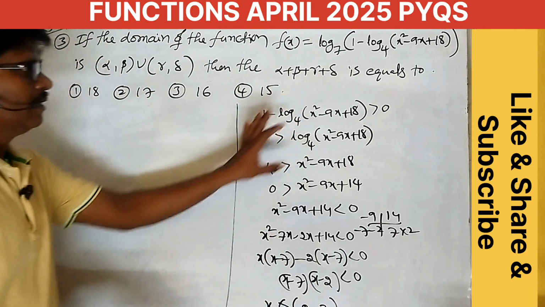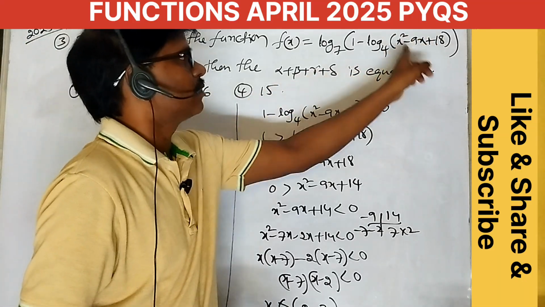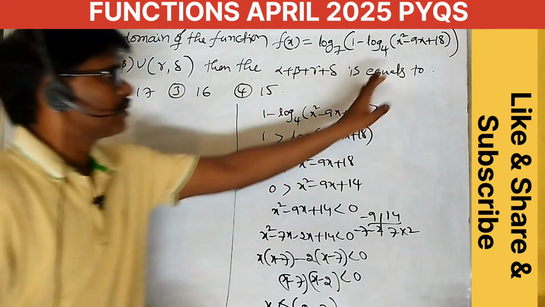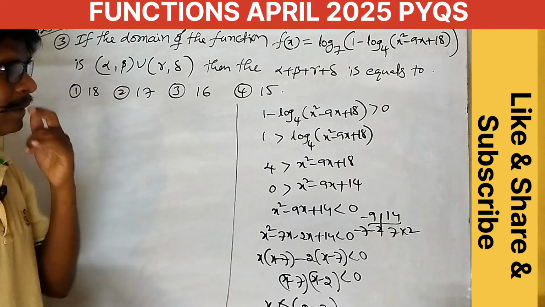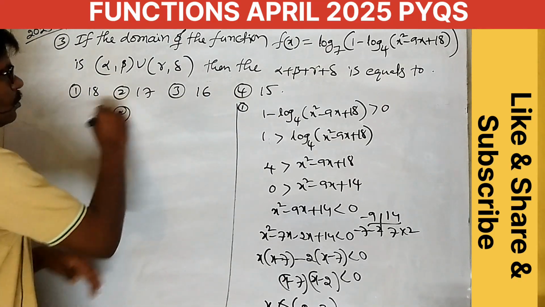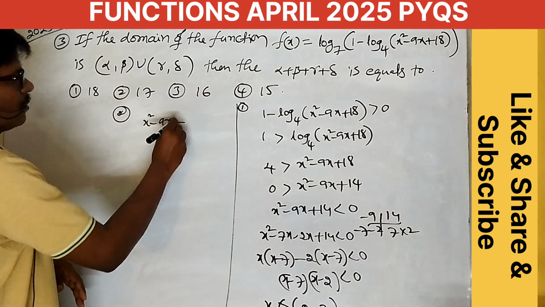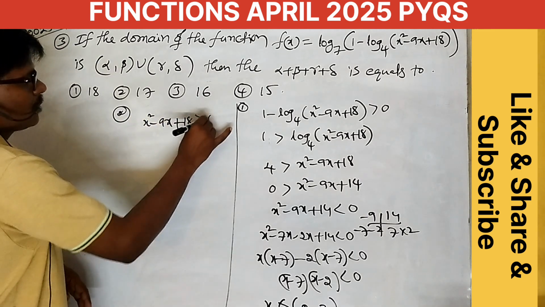Next, this is the domain. Another condition: the inner part is also greater than 0. X square minus 9x plus 18 is greater than 0. Okay, this is the 1, and next this is the 2. Here x square minus 9x plus 18 is also greater than 0.